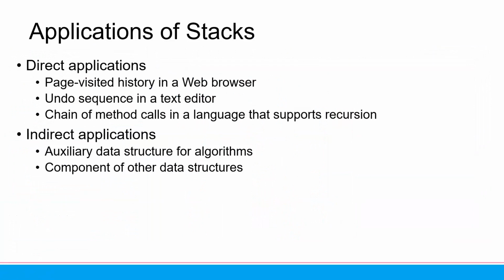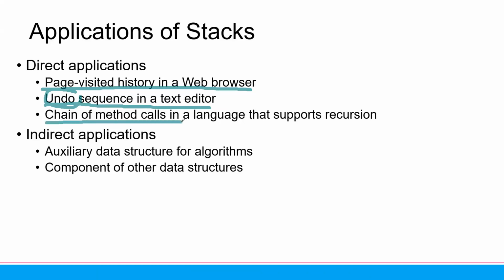In the application of stack, the direct application is the page visited history in the web browser. If you use the web browser and you first visit Google, and then next you visit Naver, and then next you visit a newspaper, then it is a sequence. Now the current page is the newspaper. If you want to remove it, then it will go to the previous one. If you are using a text editor, let's say Microsoft Word or Hangul, you have the undo sequence. Undo means canceling. For undo, you have Control Z, okay, then it will go to the previous one. What you already did previously will be shown.